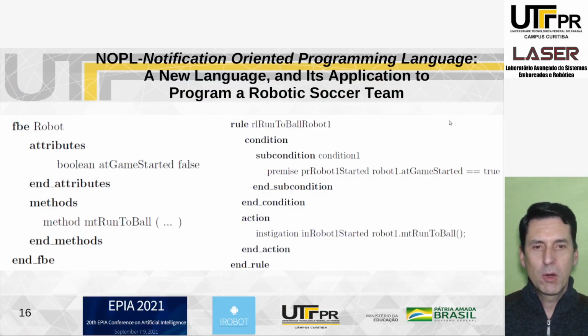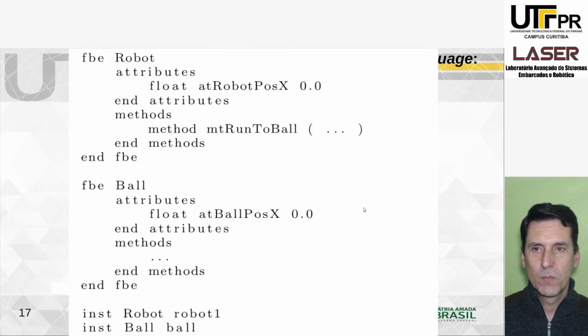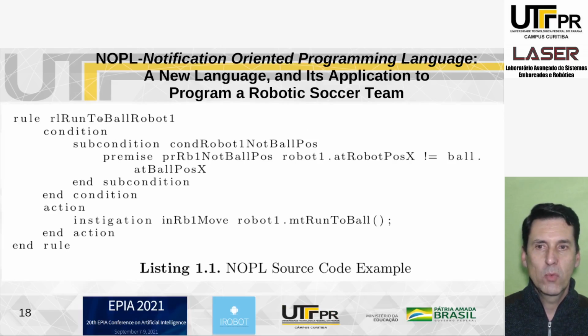Our complete program is written in NOPL, and only the implementation of some methods calls the execution of the source code that controls the robots and receives information about the change of the state of the game. So we define FBAs with attributes and methods, then we instantiate these FBAs, and then we write rules in this syntax, calling methods from the instantiated FBAs.